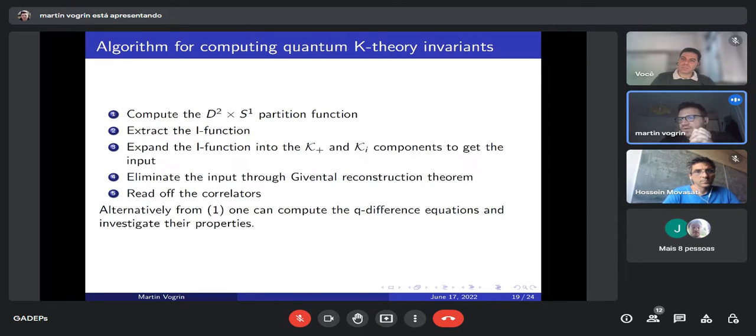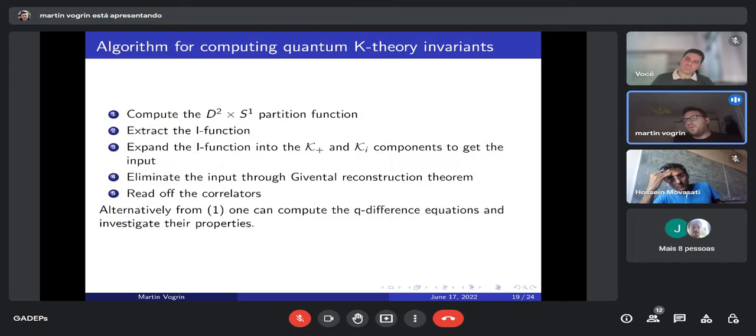From the partition function on D2 times S1, we can then extract the I function. And the I function is just the part of the partition function which depends on large Q. And the rest goes into the form factor. Then we expand this I function, which is conjecturally the same as the J function, so the mirror side, into K plus and K minus components. So we isolate the input and we isolate the correlator component. And then we do the reconstruction through this Givental procedure. So we find the epsilon, which removes the input. And once we're done, we read off the correlators. So this is the algorithm that we have to do.